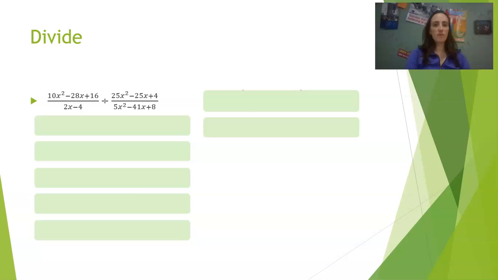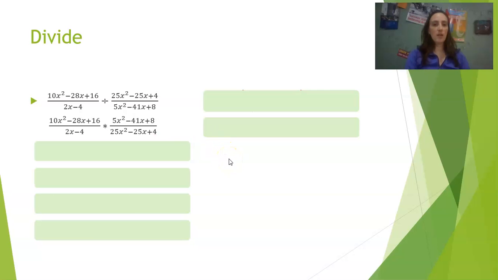Thinking back to the rules of dividing fractions, I have to do same, change, flip, which means my first rational expression is going to stay the same. I'm going to change division to multiplication, and then I'm going to flip this so that my denominator becomes my numerator, and my numerator is going to become my denominator. That's going to give me something that looks like this.